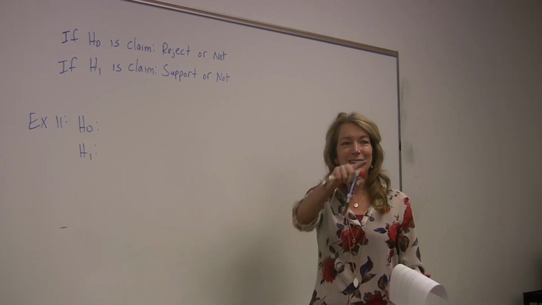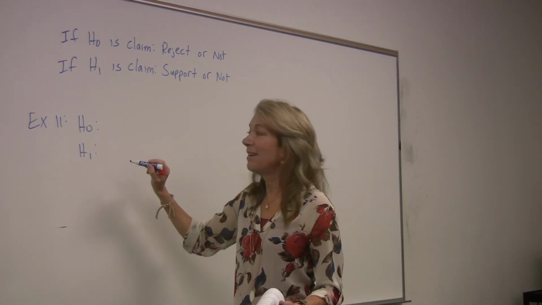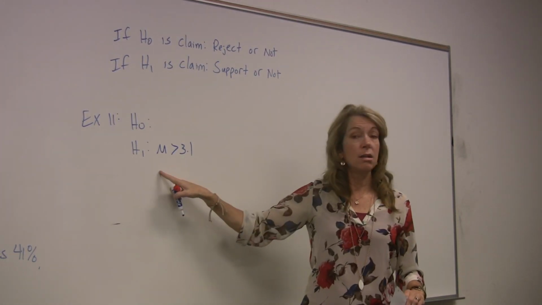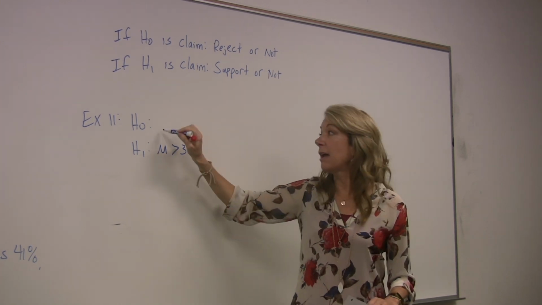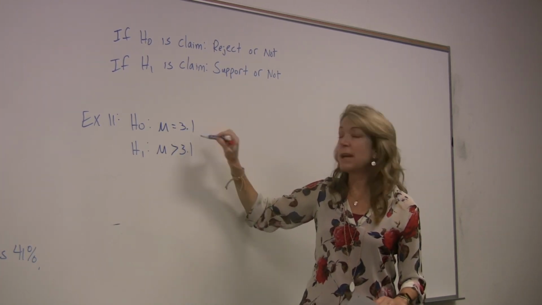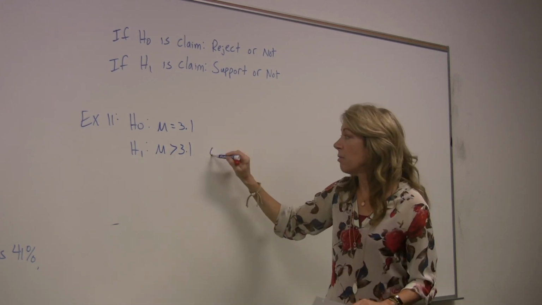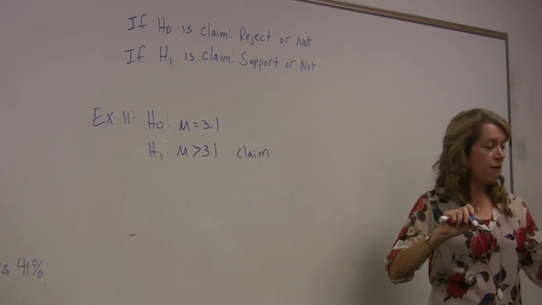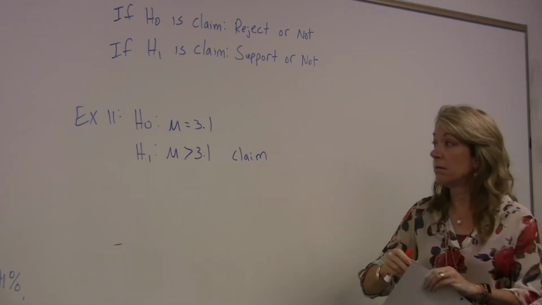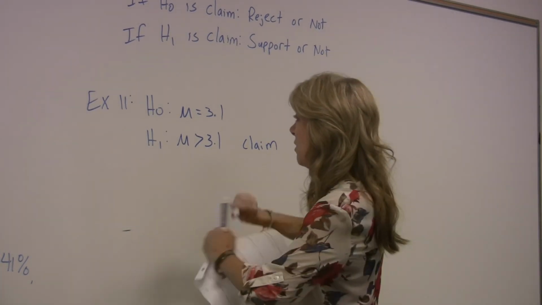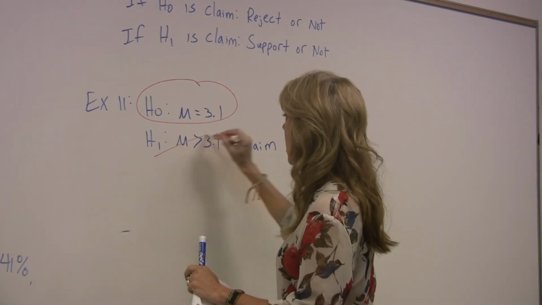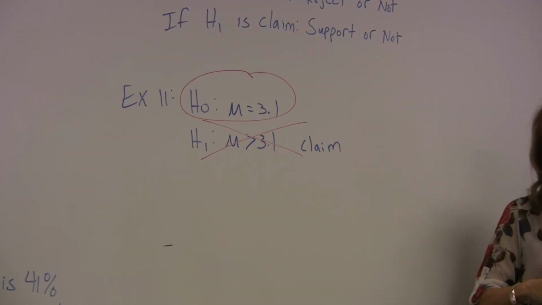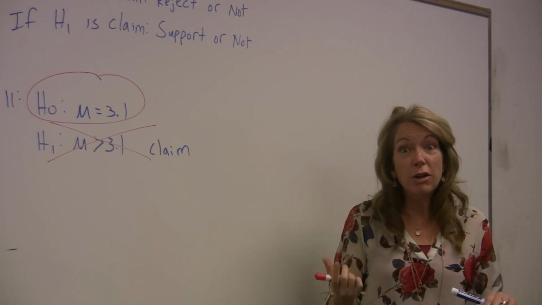Go ahead, Brooke, what'd you say? Mu is greater than 3.1. Mean greater than 3.1, and mu equals 3.1. Which one's my claim? The bottom one's my claim. And the decision was to fail to reject H0, which means I'm stuck with this, and I don't have that. I failed to reject it, so I'm stuck with that assumption being true. We don't know this is true.